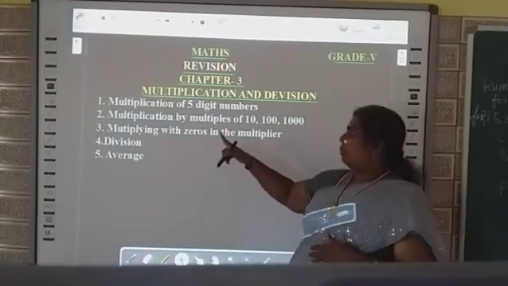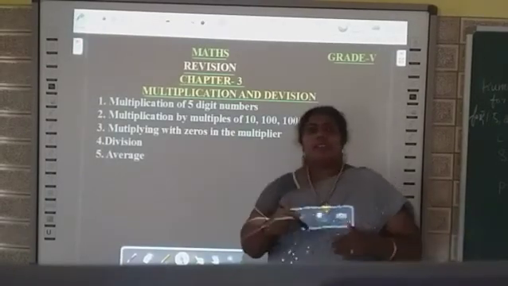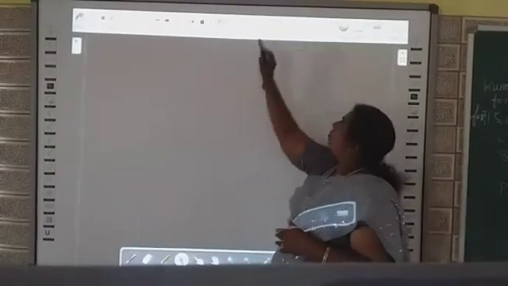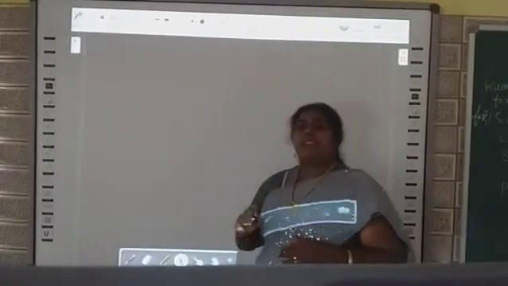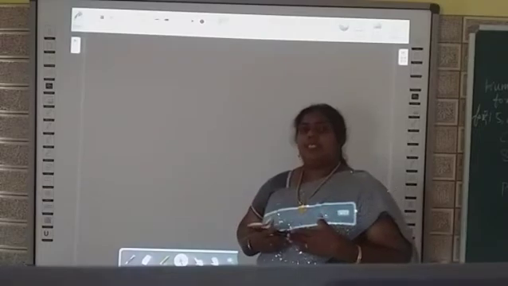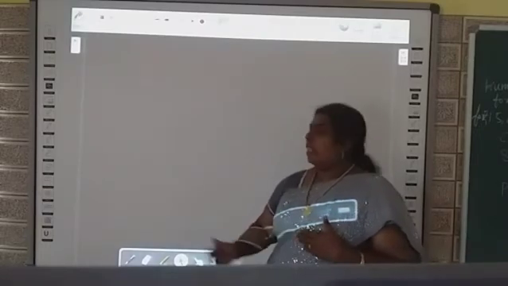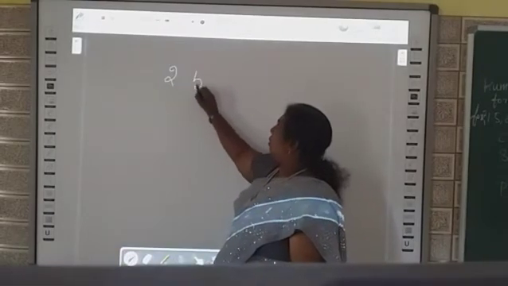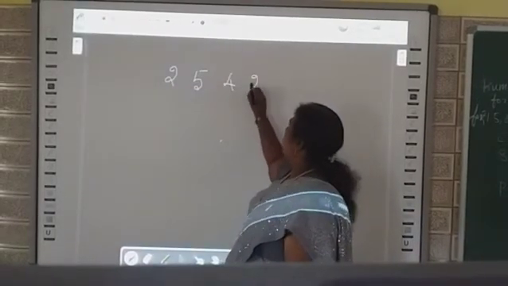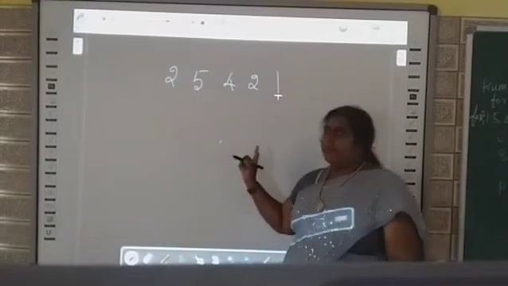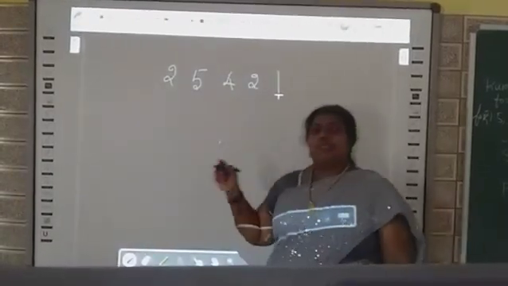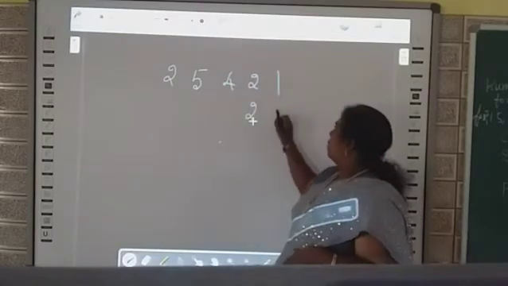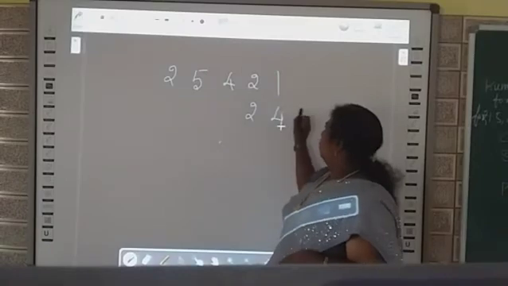First one is multiplication of 5-digit numbers, that is multiplying by a 2-digit number, okay? See, can you see the example? In a 5-digit number, you can write some example: 25,421. This is a 5-digit number. Now I am going to use a 2-digit multiplier, that is 24.